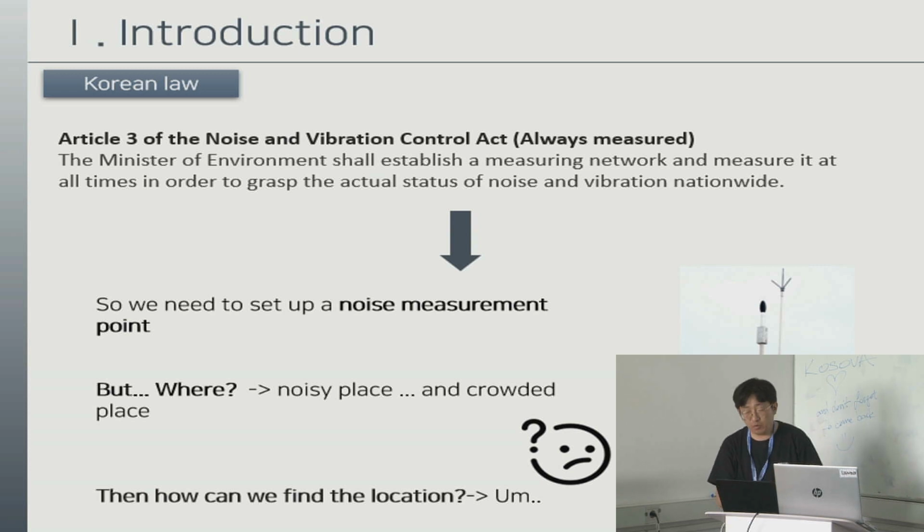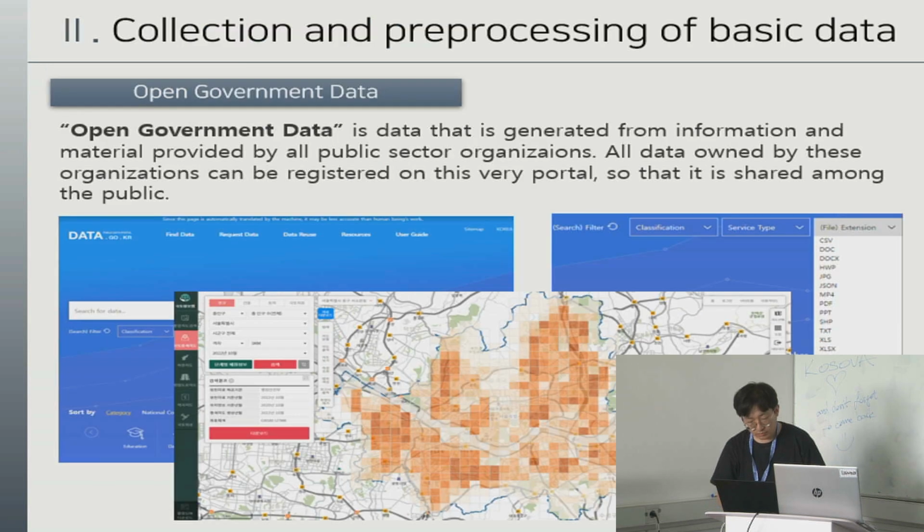Then the question is how to find this location. We can collect various data through open public data. Each country has a public data portal website that brings open public data together. South Korea also releases data from various government agencies and updates them every cycle to ensure the people's right to know.